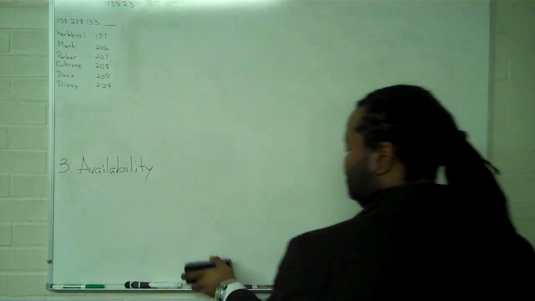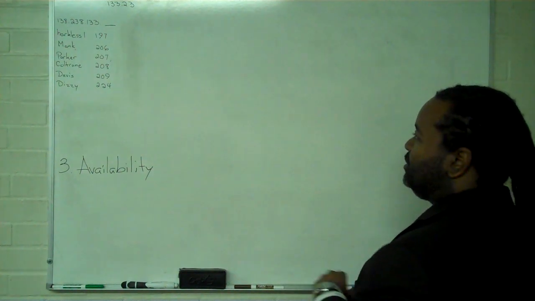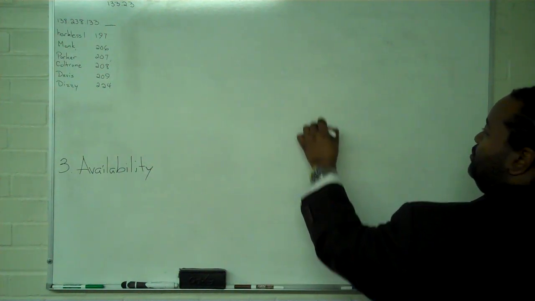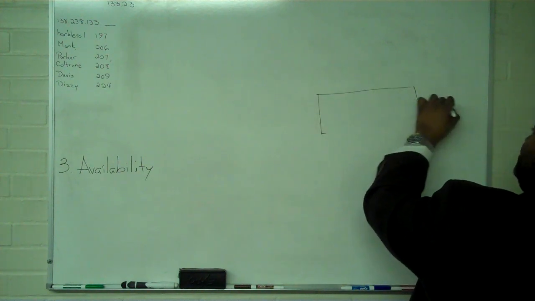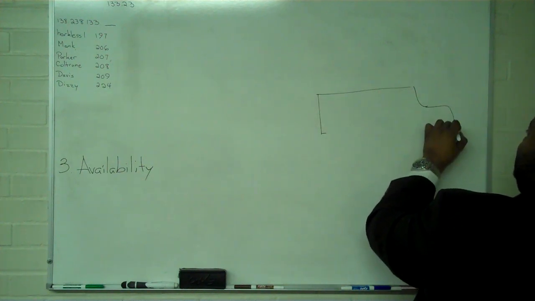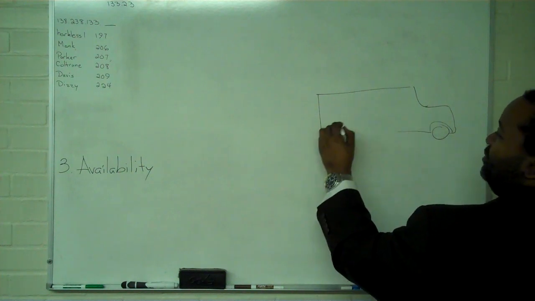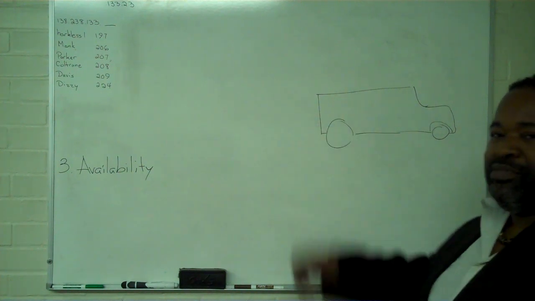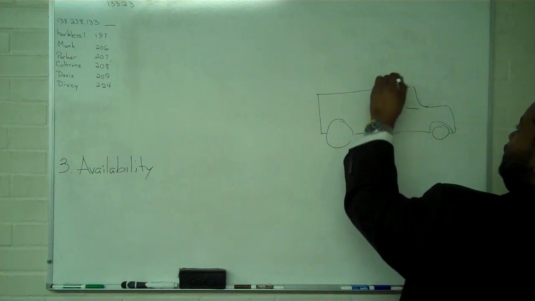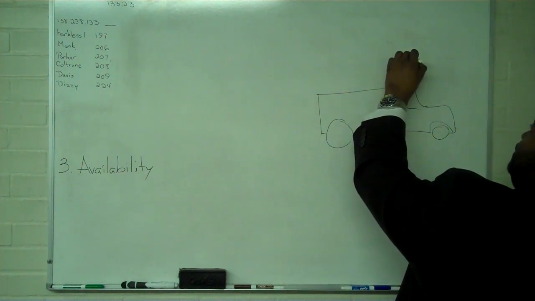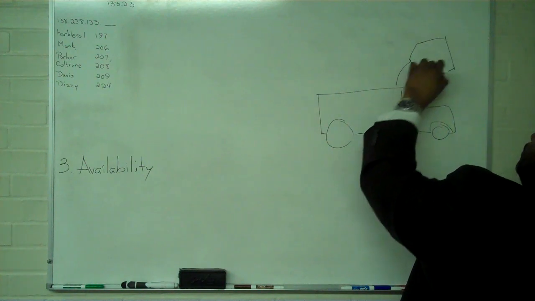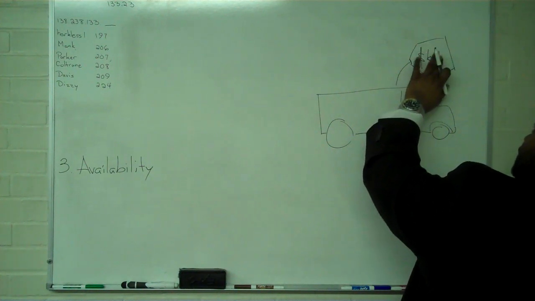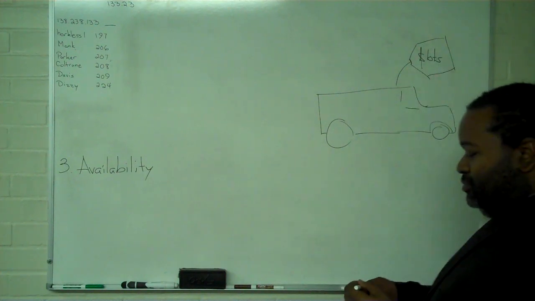Now availability. There's lots of different things we can do here. So let's say we've got a stretch SUV sitting on something, right? And it's got a price tag associated with it. Lots of money, right?